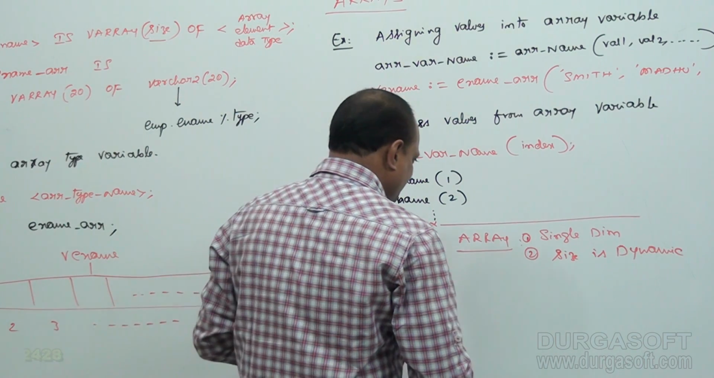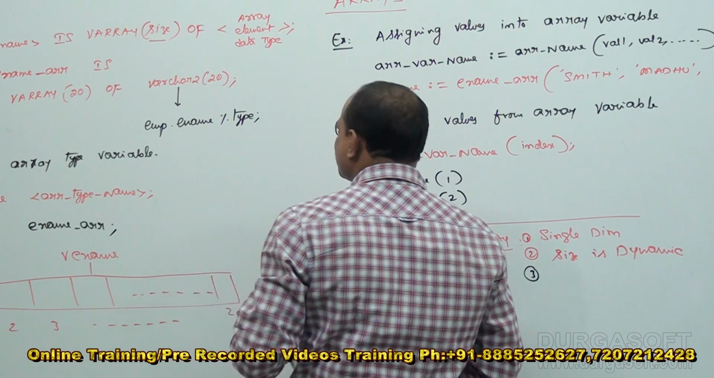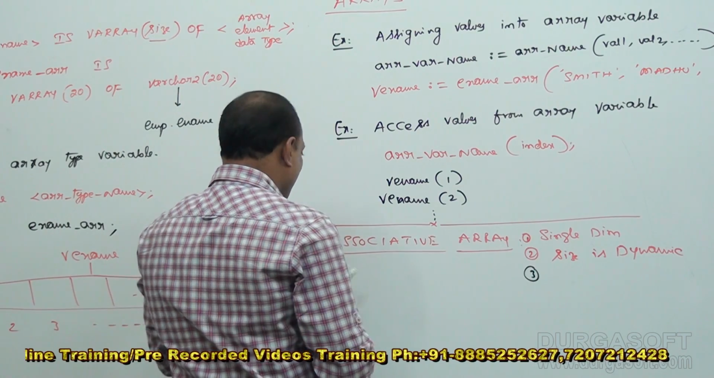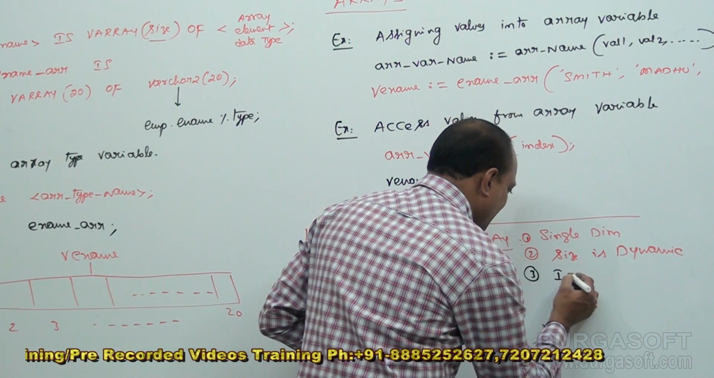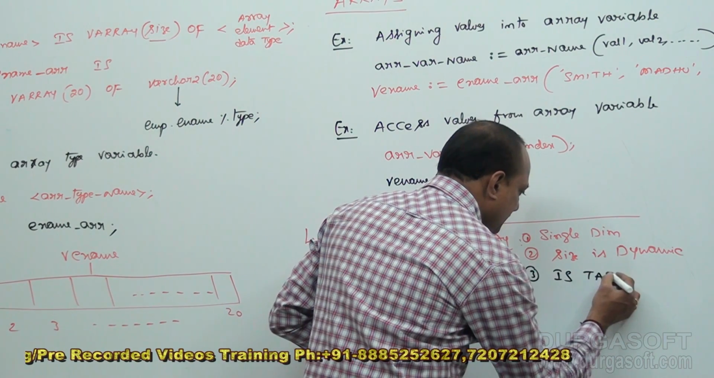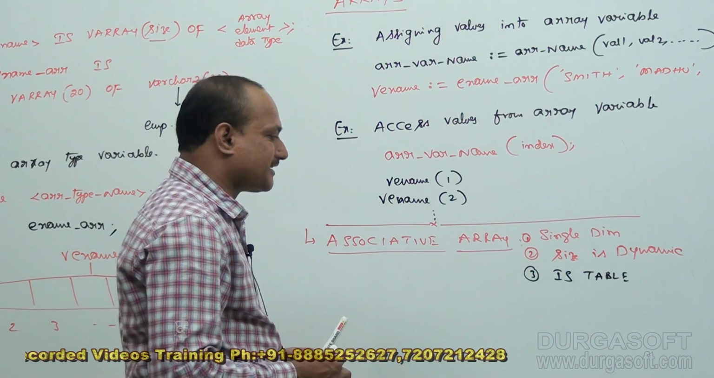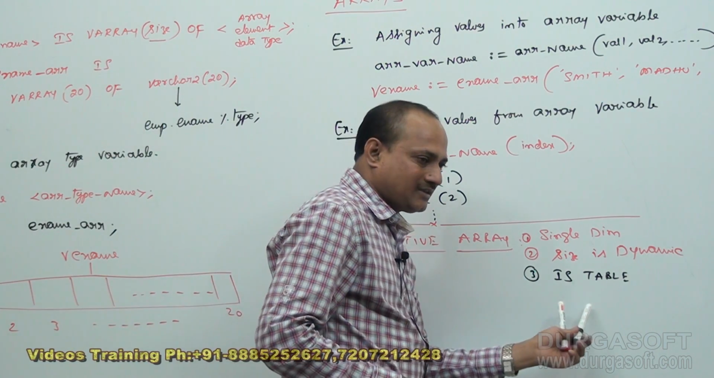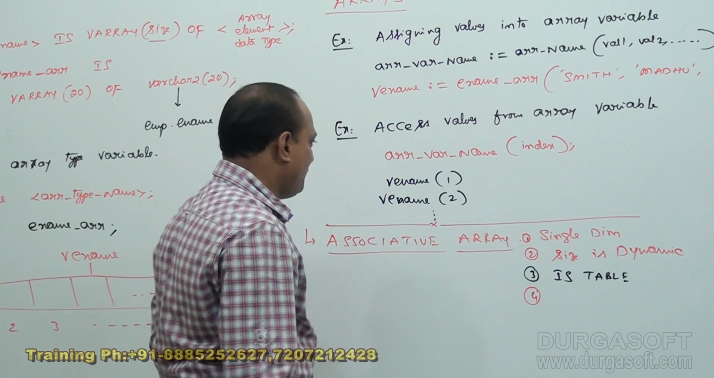And third point, in case of defining associative array structure, we will use is table. Remember that. In case of defining associative array structure, we will use the keyword is table. Actually here it is V array, but here we will use is table.